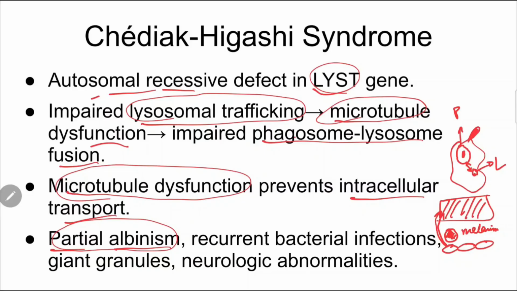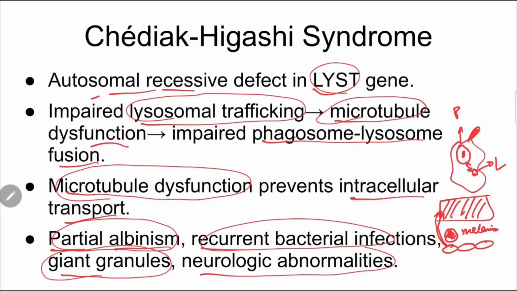And the same concept goes for recurrent bacterial infection. And you also get giant granules. And finally, neurologic abnormalities. Can you take a guess as to why we see neurologic abnormalities? The reason is that neurotransmitter release requires the fusion of microtubules in the synapses, right? So if you have a defect in that, then obviously you will not be able to release the neurotransmitter, and that leads to stuff like peripheral neuropathy and neurodegeneration, right? So this is Chediak-Higashi.